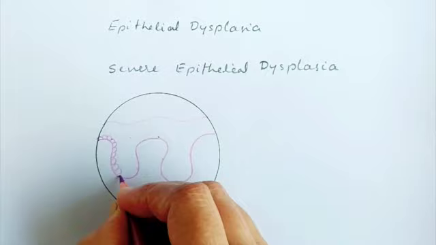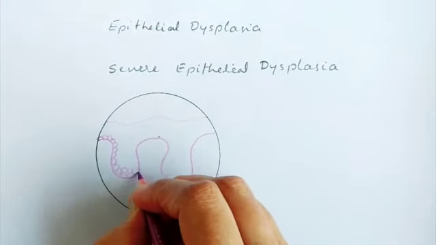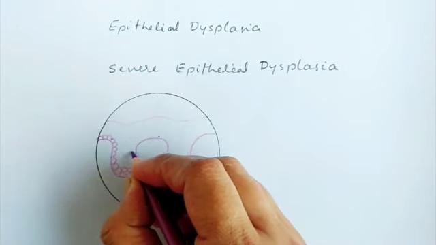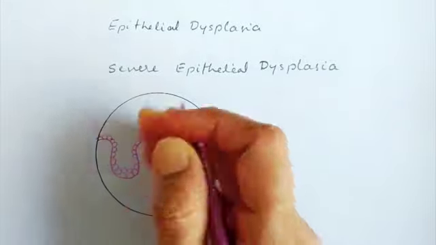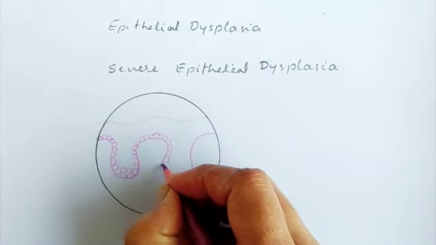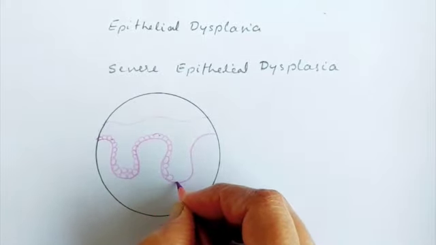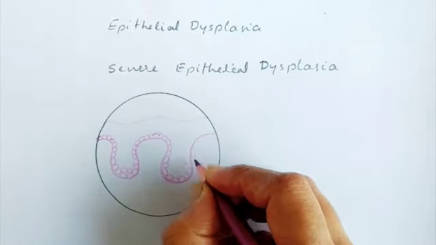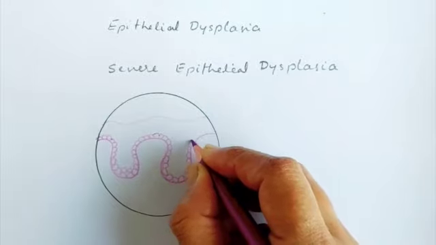As we go to the deeper portion of the basal layer, we try to show loss of orientation of the basal cells, that is loss of basal cell polarity. Again, in this red ridge, I will be drawing basal cells haphazardly arranged.